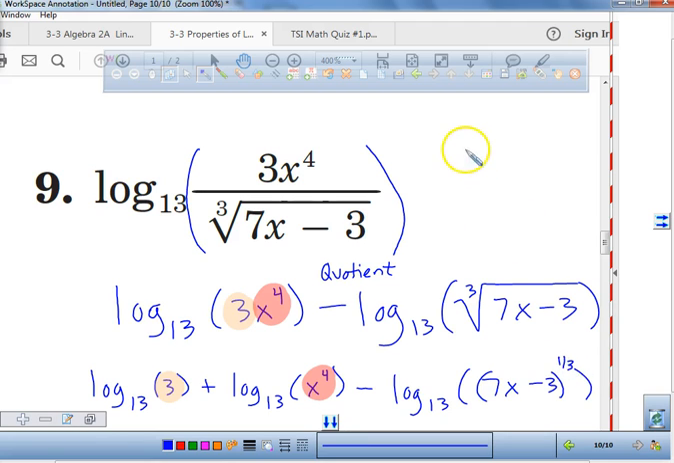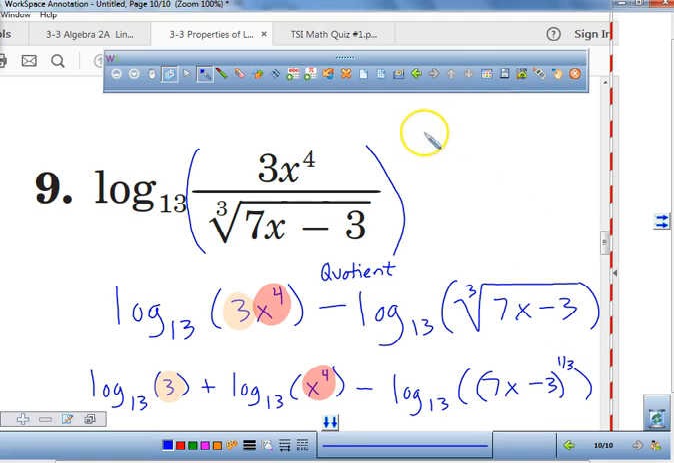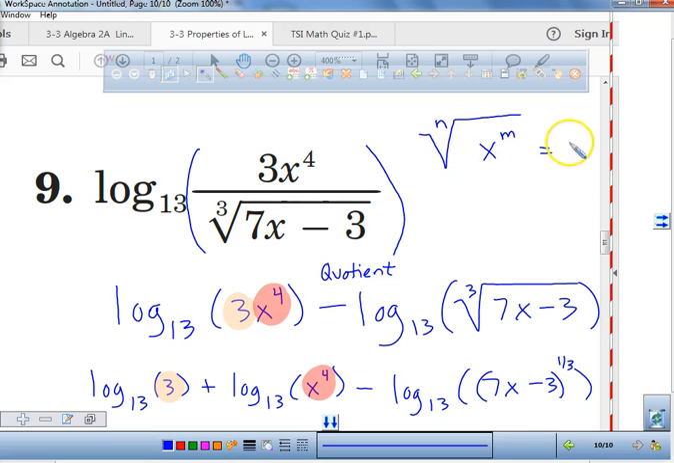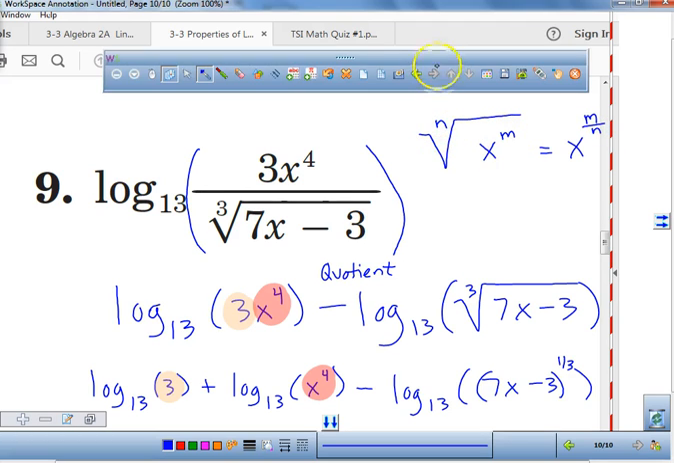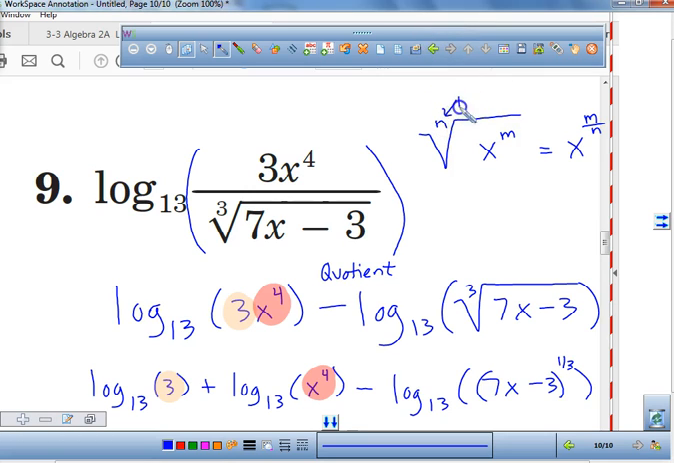Using this principle, if I have any number inside of a radical and I change it to a rational exponent, it's going to be m over n. Remember this right here, this is called the index.